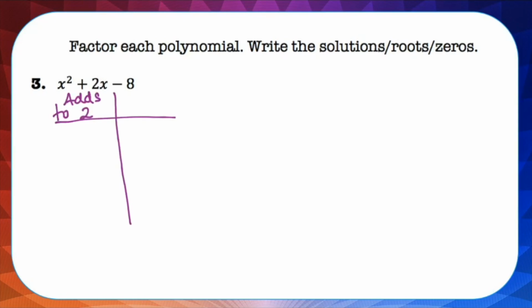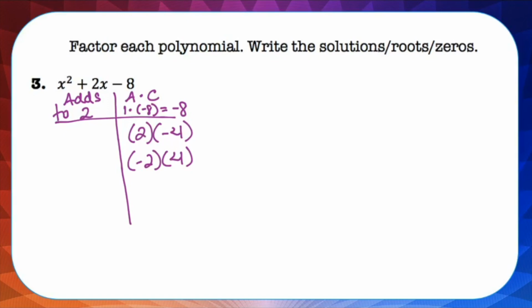Okay, so first thing you're going to do is set up your t-chart. Remember, it has to add to b, which is 2, and multiply to a times c, which is 1 times -8, which is -8. So then you're going to list everything that multiplies to be -8. So that would be 2 and -4, or -2 and 4. You also have 1 and -8 and -1 and 8.